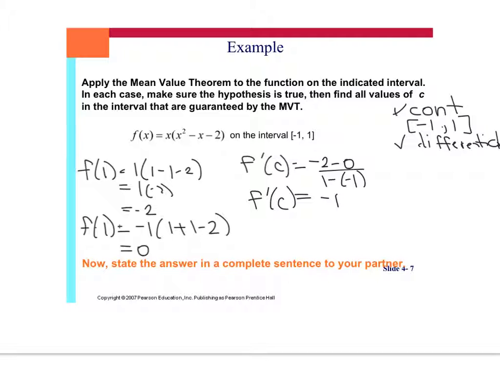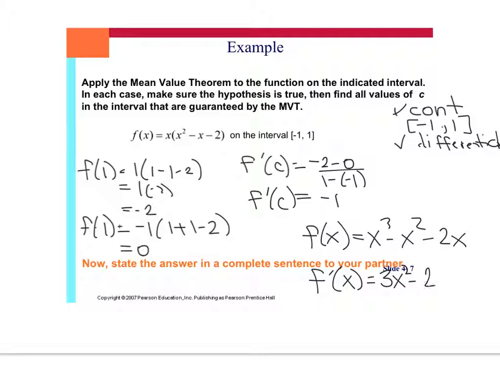Well, now we need to find that value c. So let us take the derivative of this function. We have x times x squared minus x minus 2. When we distribute that, we get f of x equals x cubed minus x squared minus 2x, and therefore the derivative would be 3x squared minus 2x minus 2, and we have to set that equal to -1.